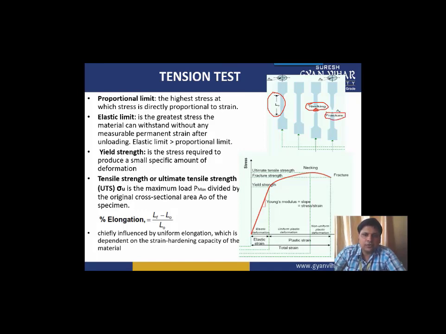Now for this whole process, from starting to apply the load to taking it to the maximum load such that the material fractures, if we plot a graph with stress, the load divided by cross-sectional area, denoted by sigma, on the y-axis, and strain, denoted by epsilon, on the x-axis, we will get a graph like this.